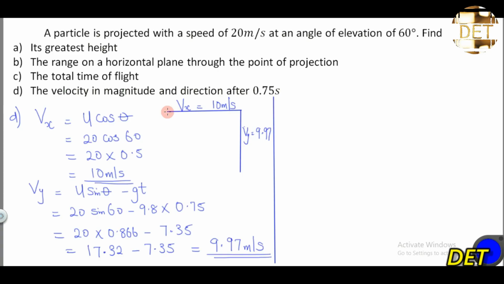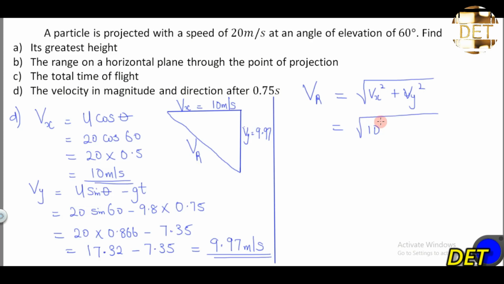So the velocity in magnitude is the resultant velocity. What we are asked to look for here is the resultant velocity, which I would represent as VR, right? So my VR will be equal to the square root of Vx squared plus Vy squared, right? So that will be the square root of 10 squared, since Vx is given as 10 meters per second, plus my vertical velocity Vy, which I've calculated to be 9.97.